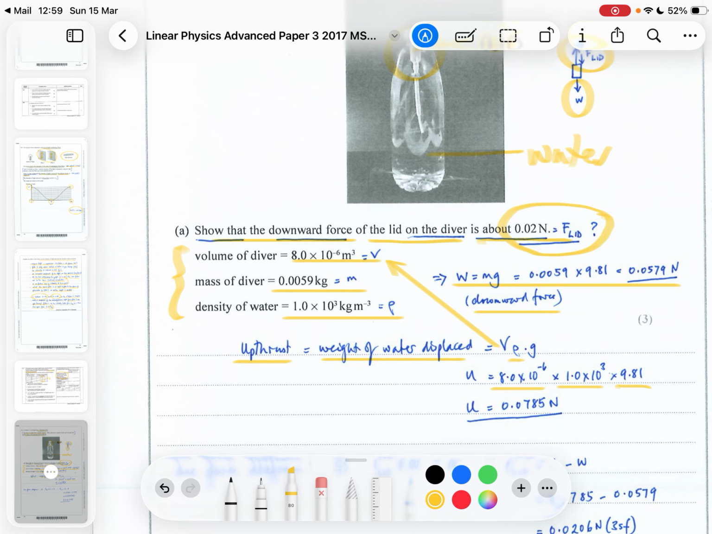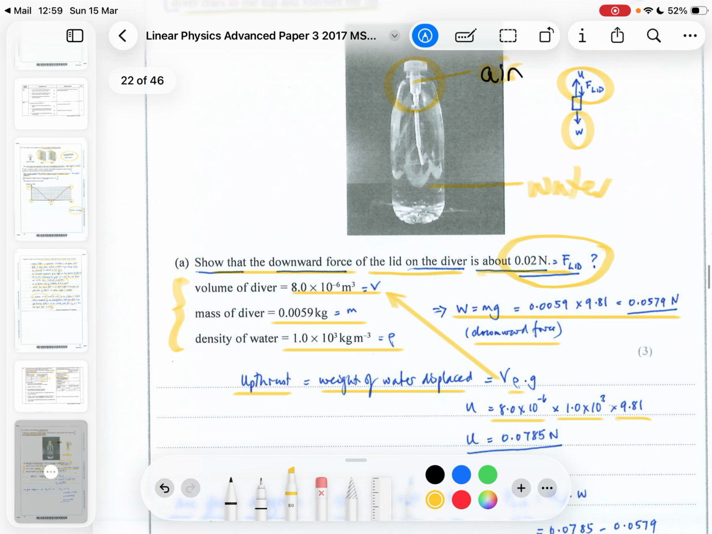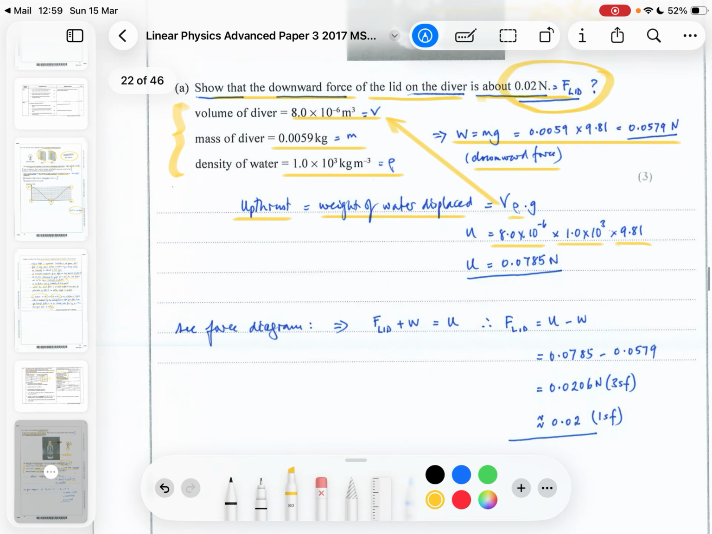So we know that looking at my force diagram above, the force on the lid plus the weight must equal upthrust. So the force on the lid will become the upthrust minus the weight. So you take away the two values I've worked out above, and you get 0.0206 to 3 significant figures, which I said you've got to put to 1 significant figure, because that's what they've asked you to do in the show that. So show that questions means you've got to prove it mathematically.